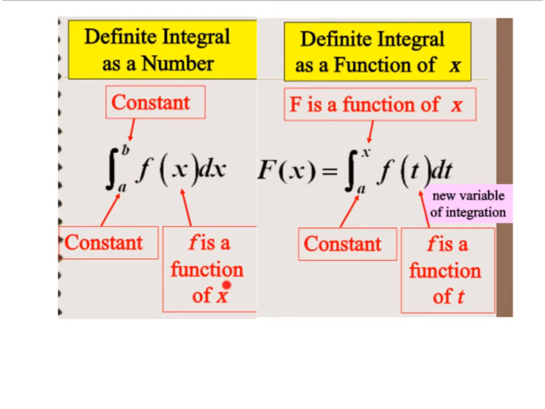F is a function of x, right? So this is the definite integral, and the result of this integral is going to be a number. On the definite integral as a function of x, I have a constant to x. Notice that this is a big F, and so it's the antiderivative of f of t dt. This is a new variable. F is a function of t. So this is the definite integral as a function. This is the fundamental theorem of calculus. And so if you were to integrate this, you would actually end up with this variable in the f function.